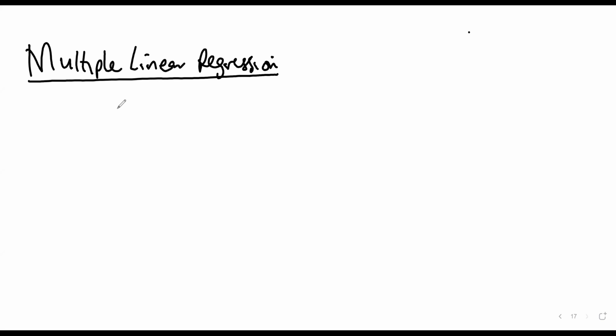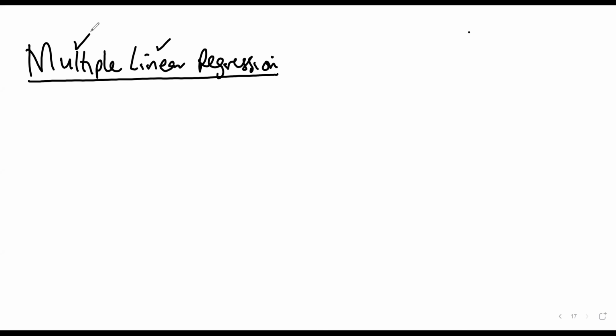So let's look at multiple linear regression. This is a continuation from simple linear regression. Remember, this is a type of linear regression, meaning that the relationship between the variables is linear, a straight line kind of relationship. Then multiple means that we have more than two variables. Of course, in our case, we'll always have one dependent variable and more than one independent variable.